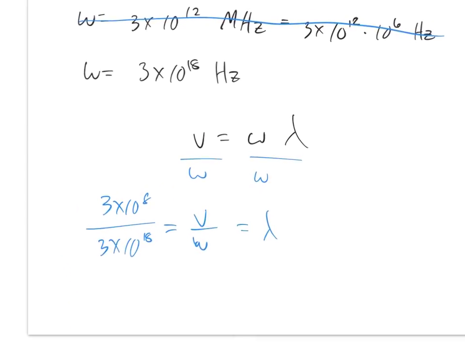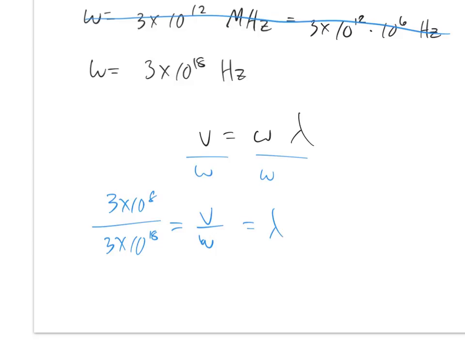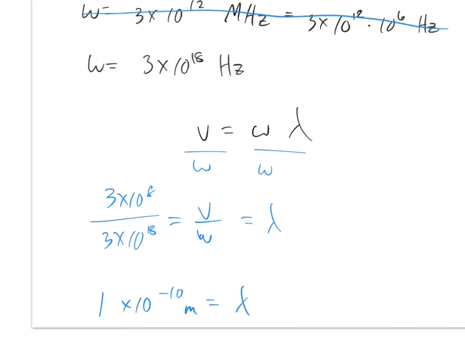3 divided by 3. Thank you. 1. Please don't put 0. I ask because I know it sounds ridiculous, but so many people cancel them and put a 0 there. It's not 0. 10 to the 8 over 10 to the 18. Very good. My units are meters because I know I'm looking for a length. Everything was standardized. Once I converted my units from megahertz to hertz, everything was then standardized, so I could leave it that way.